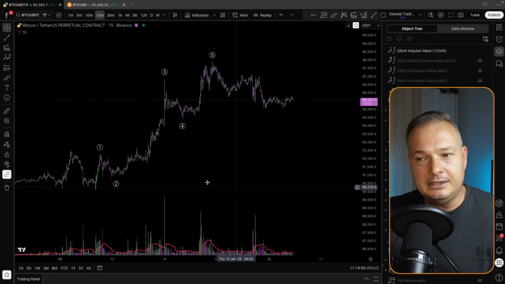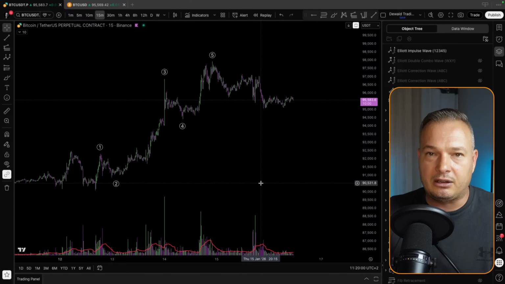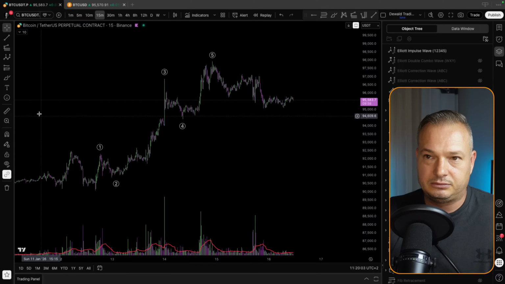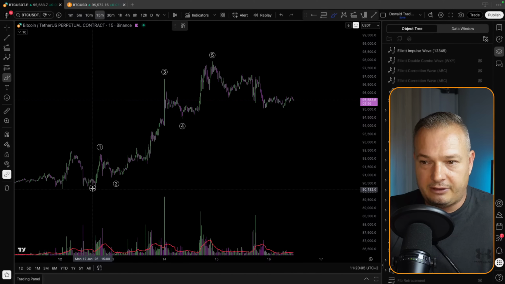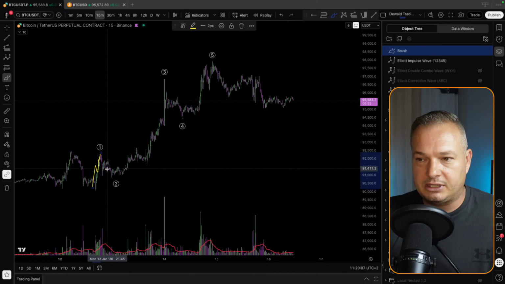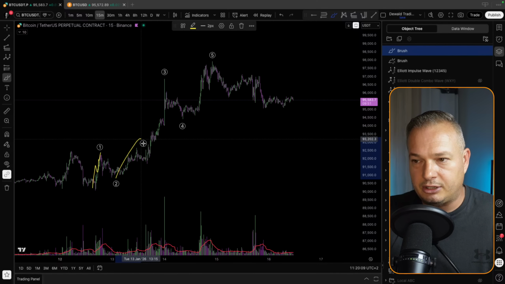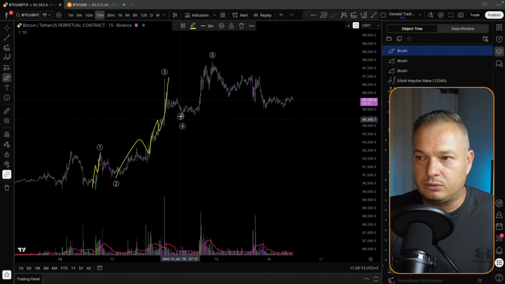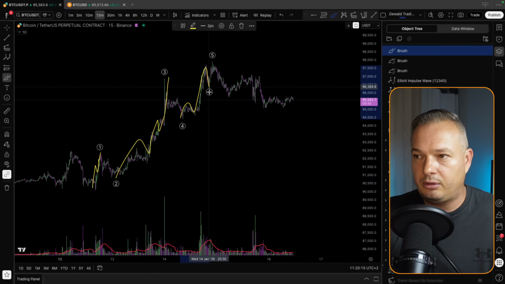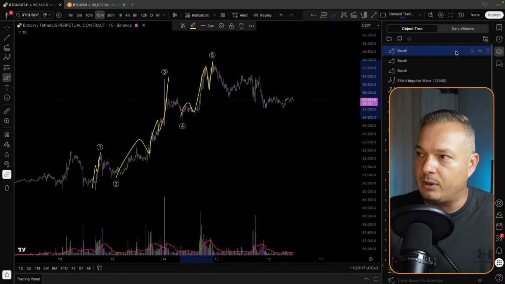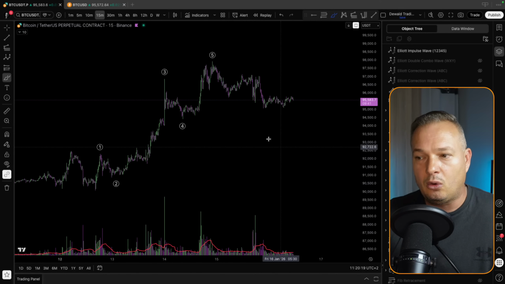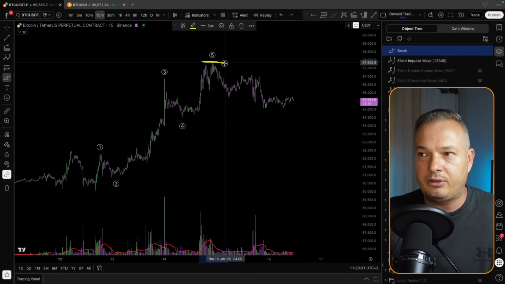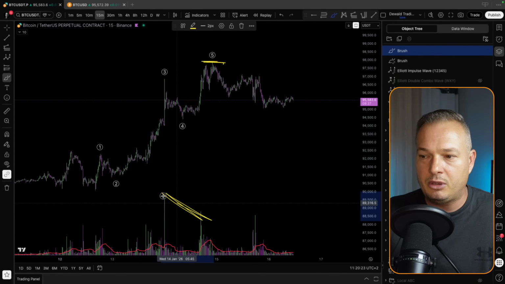Inside of each wave, I can beautifully count 5 waves to the upside, a 1, 2, 3, 4, 5 on the smaller time frames. As you zoom in, there's also a nice 1, 2, 3, 4, 5 extended 5th wave, and there's also a nice little 5-wave structure, impulse here to the upside. Also, what you like to see is your 5th wave end on a lower amount of volume, which it did.